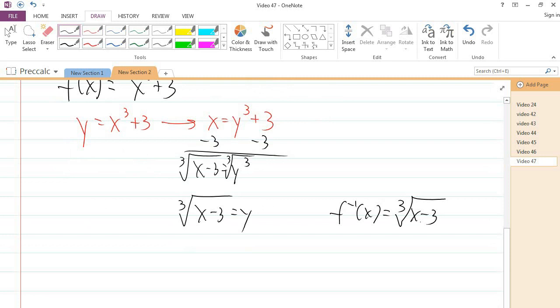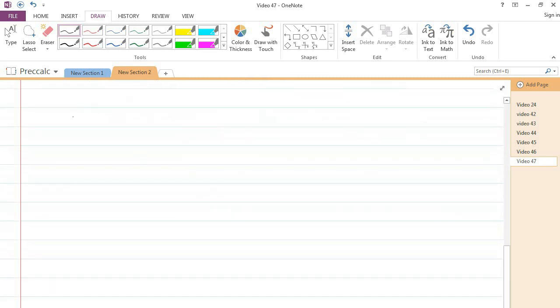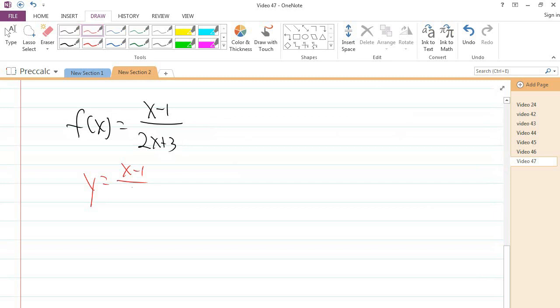Let's look at one more. Let's look at f of x equals x minus 1 over 2x plus 3. Now this gets a little bit tricky because when I exchange x and y, I'm going to end up with y in two different places. I still want to solve for y, but my problem is that y is in two different places.